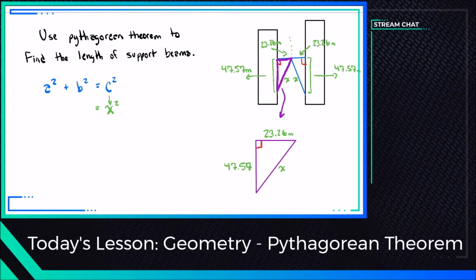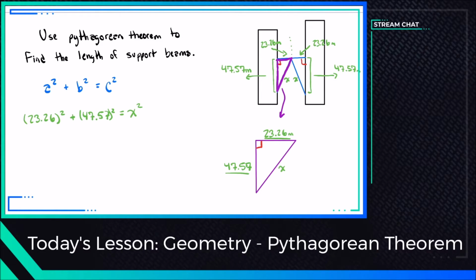B squared and a squared are going to be very bad numbers. 23.26 isn't a clean number. 47.57 isn't a clean number. And I'm actually going to move this over a little bit and start with a. Like I said, I always like to make a my shortest side. So that's going to be 23.26 squared plus 47.57 squared is equal to our unknown c squared. And so now we just need to square these two numbers, add them together, see what we find.